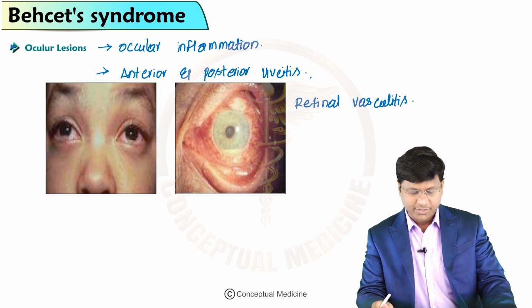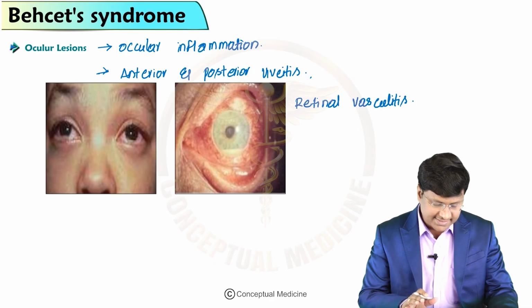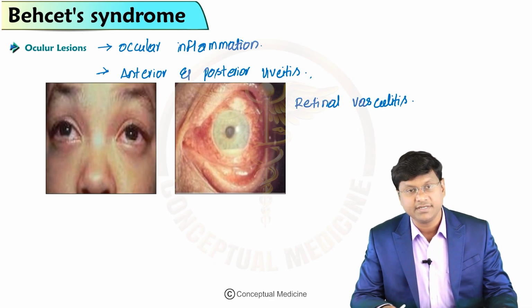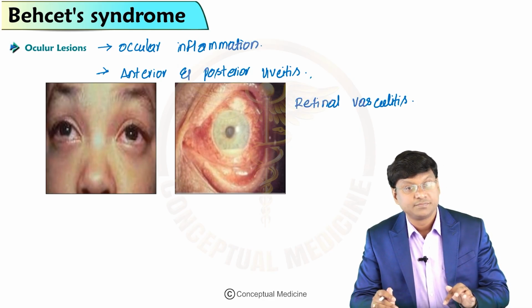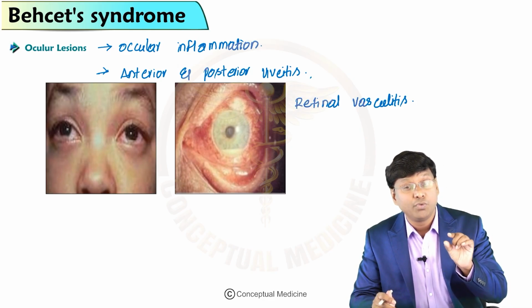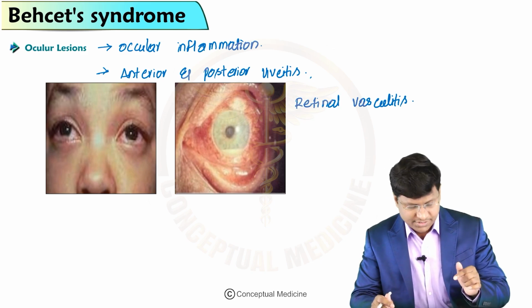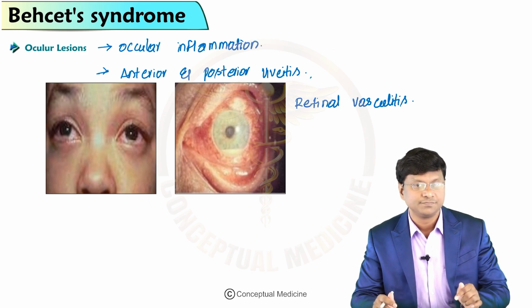Right, there is also development of retinal vasculitis. So these are the ocular lesions that you will see in Behcet's. Now this particular eye involvement is one of the most devastating complications of Behcet's.